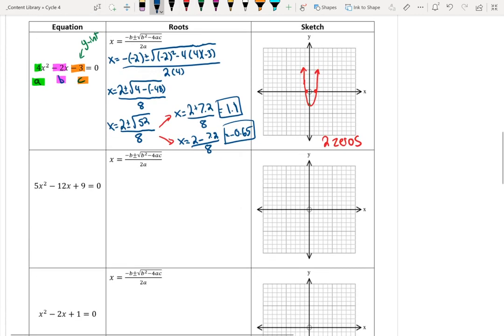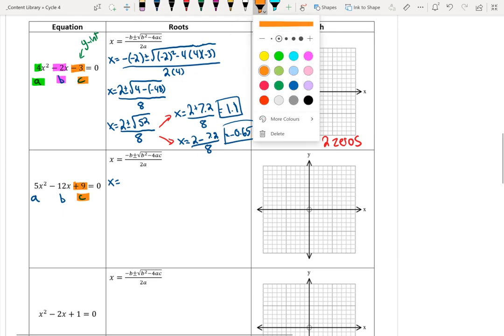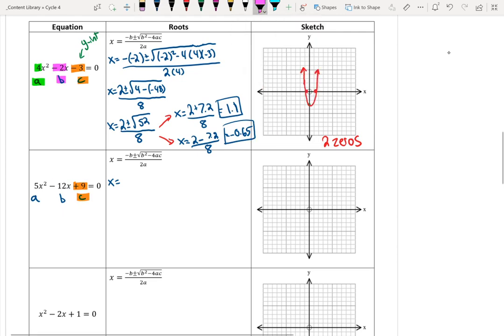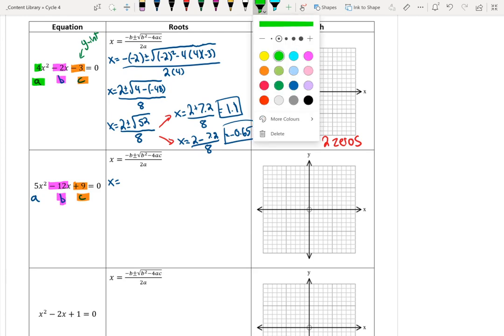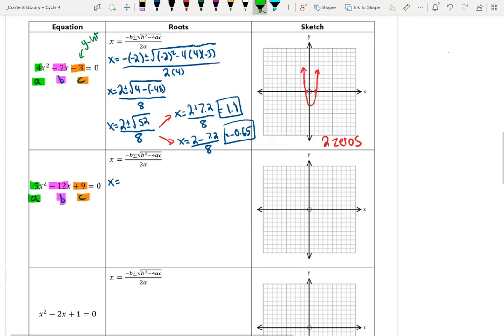Let's try the next one. So we have our values, so we need to know our A, our B, and our C value. Our C value is the constant, and this may seem repetitive or a lot, but at least it's a good review of the quadratic formula. And then our A and B value. So I'm going to plug those in.